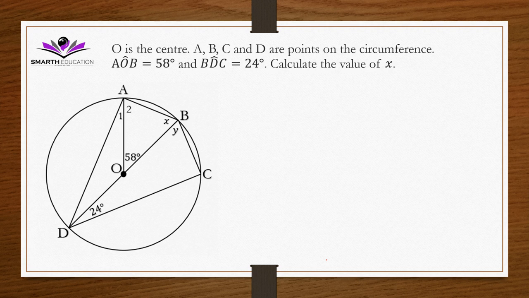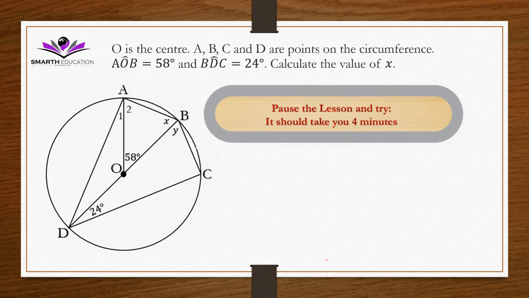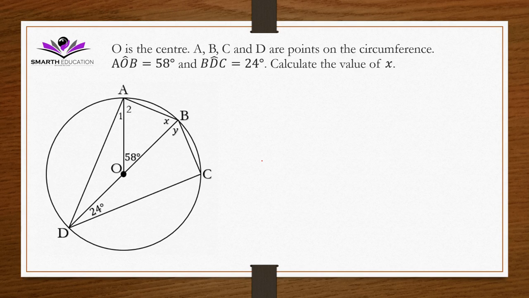Let's read the information and try to answer the question. You must spend about 4 minutes on this question. Let's try. Right, welcome back, learners. What did you get? I got 61 degrees for x there. Let's see how we got it.